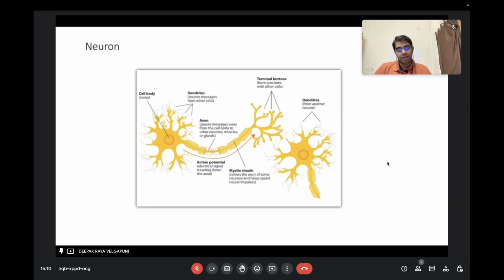Coming to the microarchitecture, that is the basic unit of a nervous system, which is a cell. These cells are electrically active and named neurons.